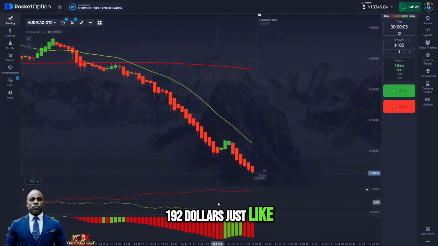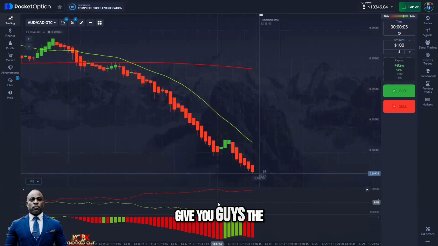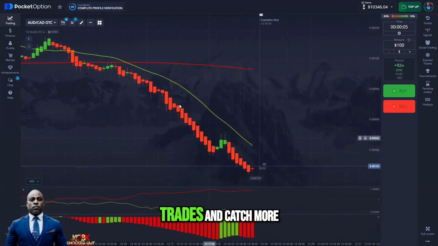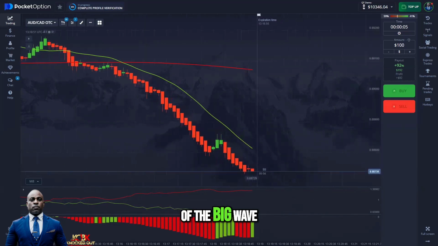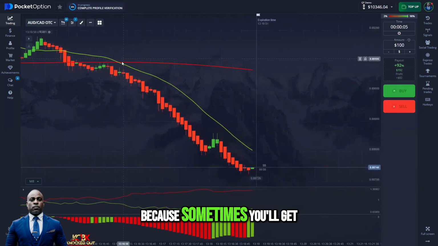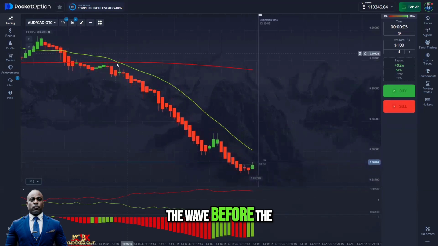$192 just like that. Now, let me give you guys the bonus feature to this. There's a way where you can enter trades and catch more of the big wave instead of just catching it at the cross, because sometimes you'll get the wave before the cross.